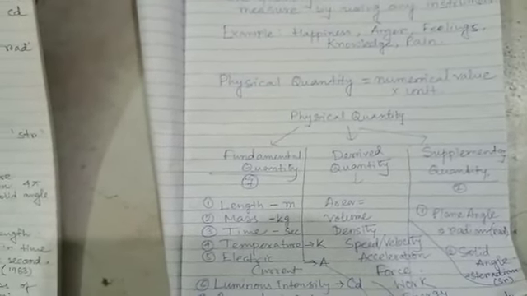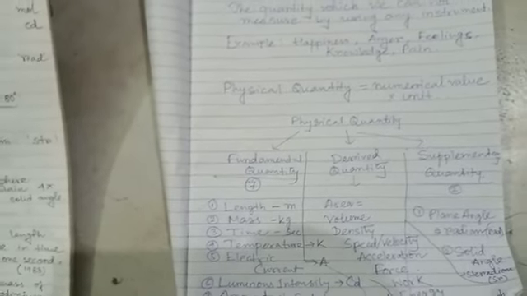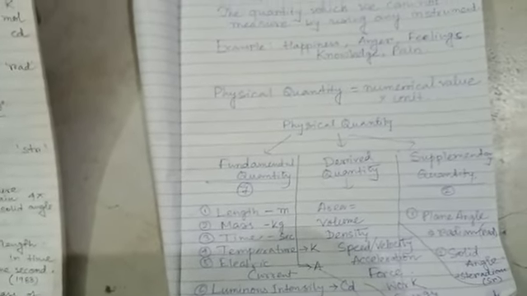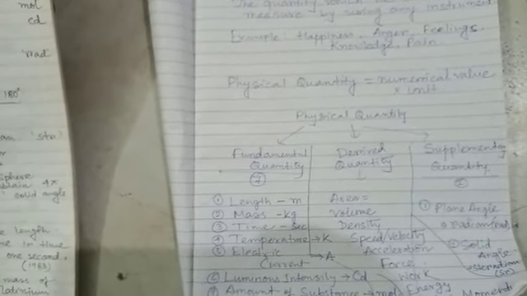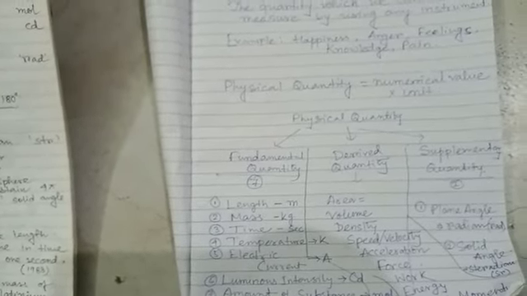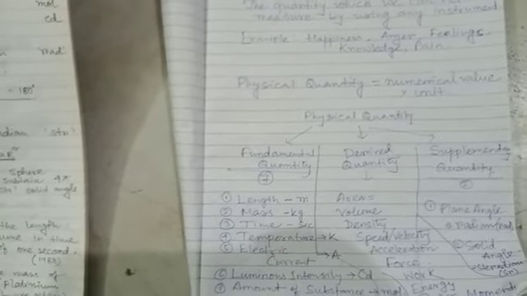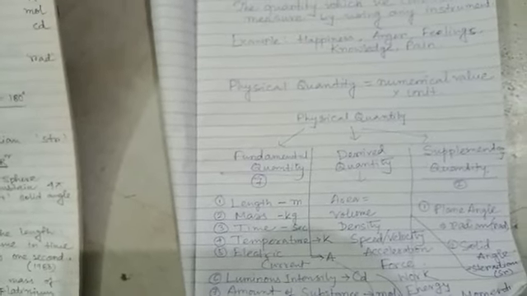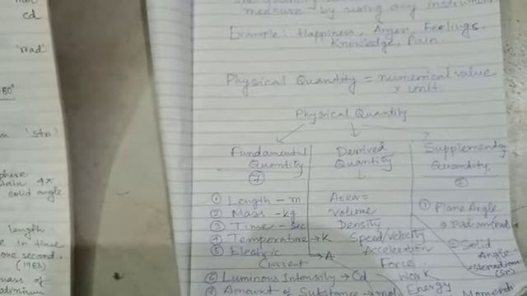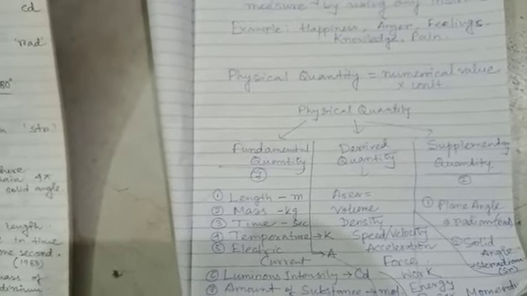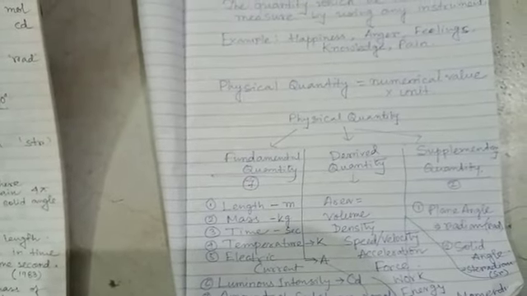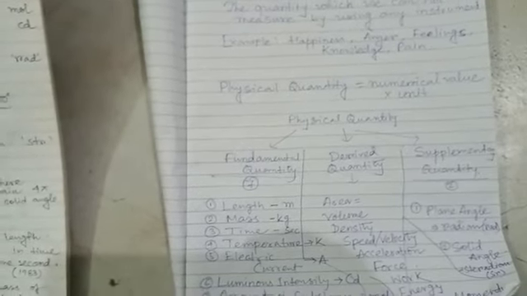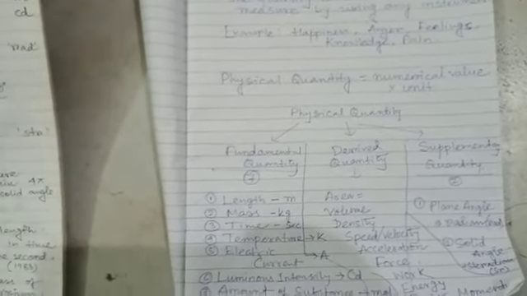The definition of length may be like that. We can define 1 meter like this: 1 meter of length is equal to the distance light travels in vacuum in an interval of 1/3 into 10 to the power 8 second. That is called 1 meter.